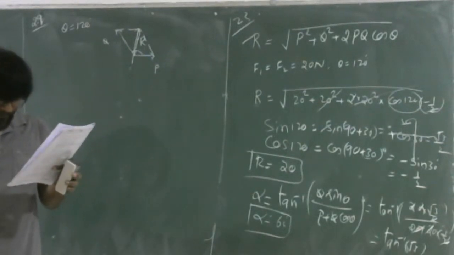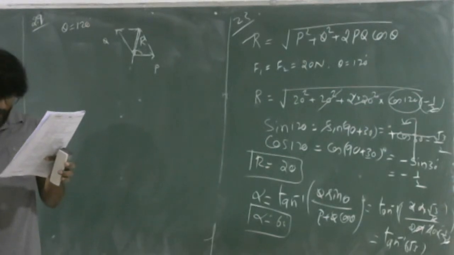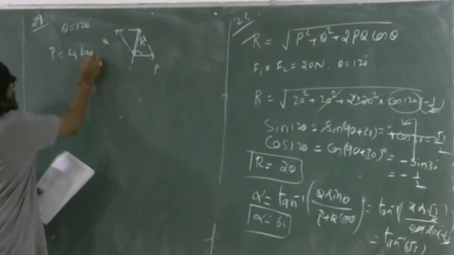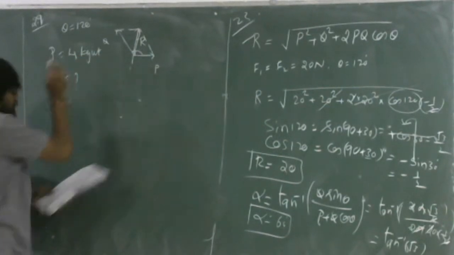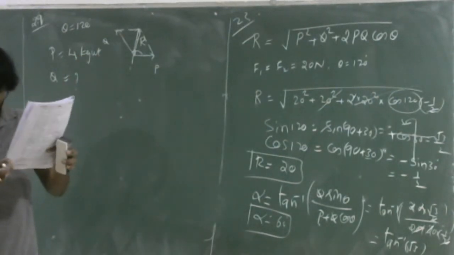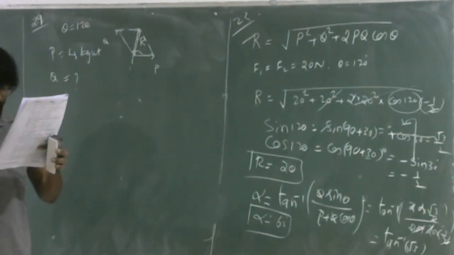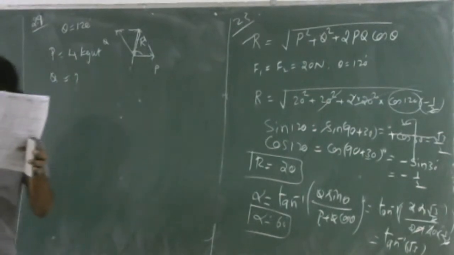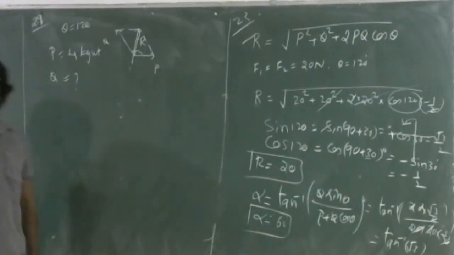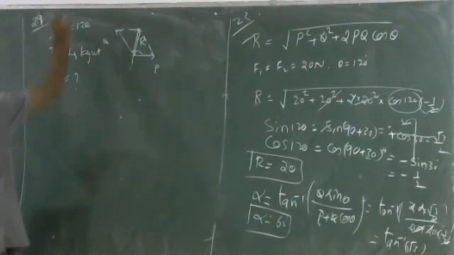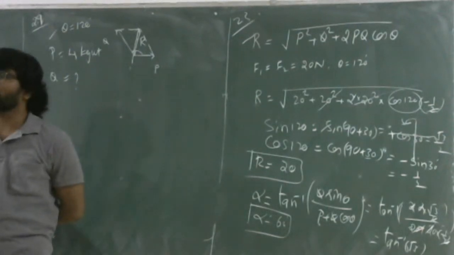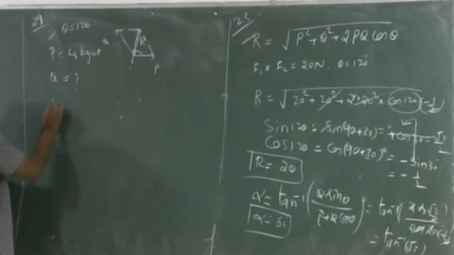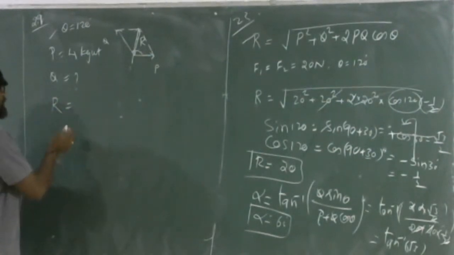Now what we are asked to find is, if P is equal to 4 kg weight, what is Q? The resultant value is not given; the resultant is at right angles to P, and only P is equal to 4 kg weight is given. That is the question. Theta is given. Yes, how to find this, guys? By using the parallelogram law, the magnitude of the resultant.